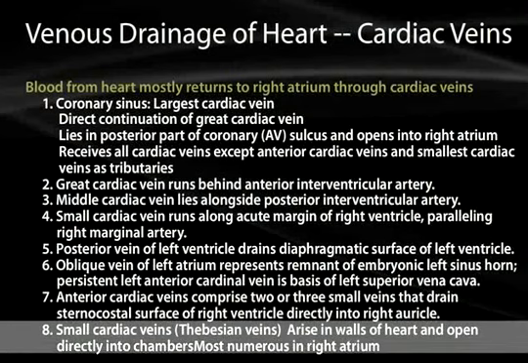Then the small cardiac veins, also known as thebesian veins, will arise off the walls of the heart and open directly into the chambers. Most of them are going into the right atrium, though, but they can drain directly back into the chamber.